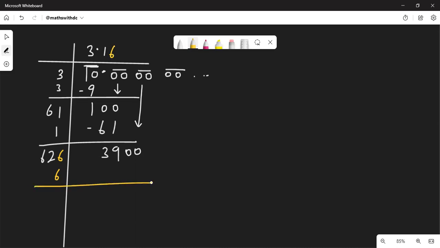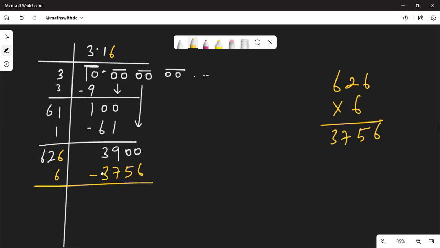So 6 times 6 is 36. 6 times 2 is 12, and 3 is 15, and 6 is 36. 36 and 37, 3756. Subtract.